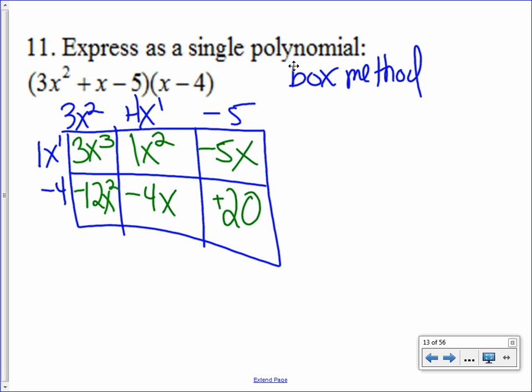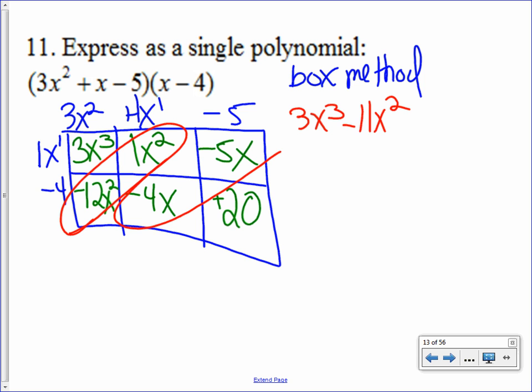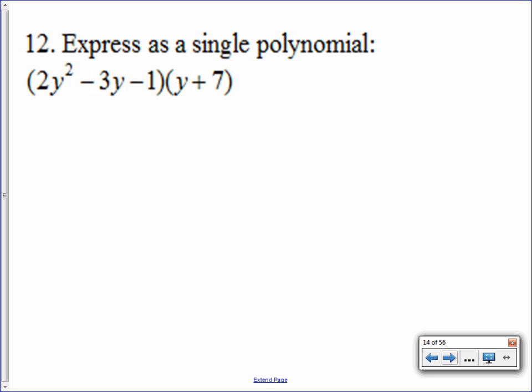Now that I have this, I just combine like terms. 3x to the third stays. My x squared, I combine. When you're combining like terms, add. Negative 12 plus 1 is negative 11 x squared. Negative 4 and negative 5 is negative 9. Plus 20. Done. Next example, same type of question.